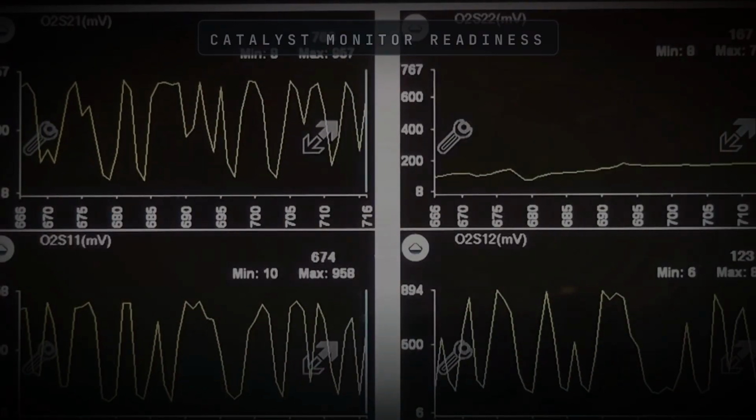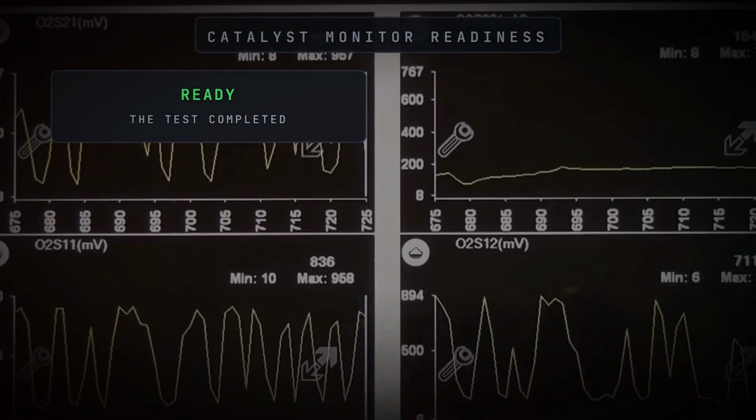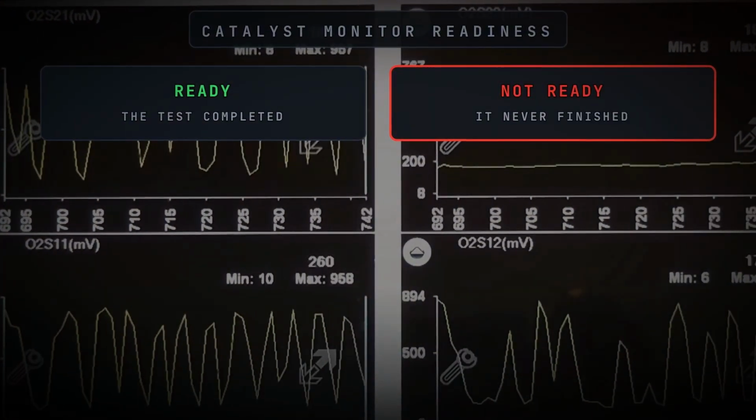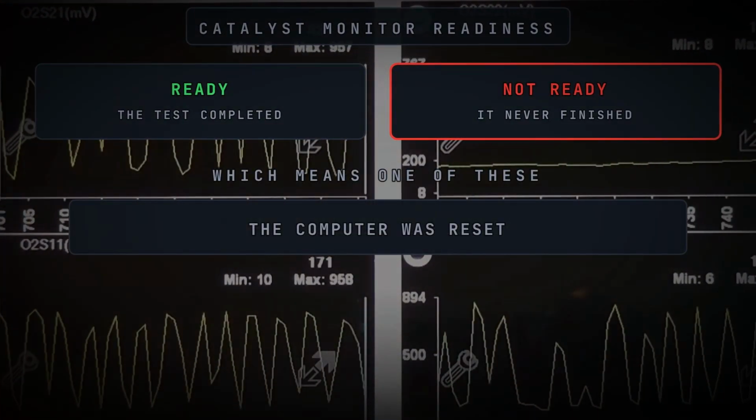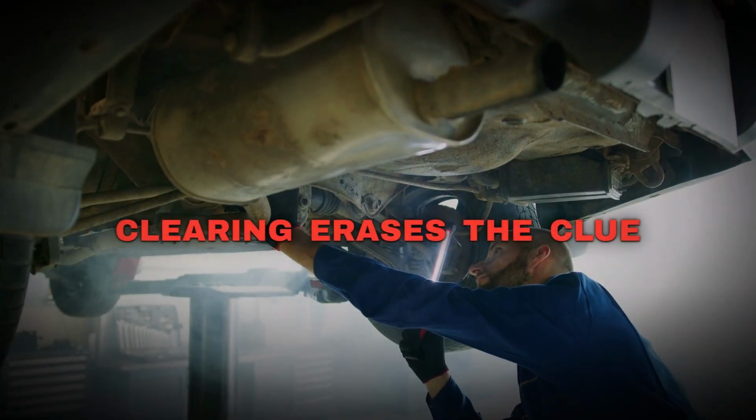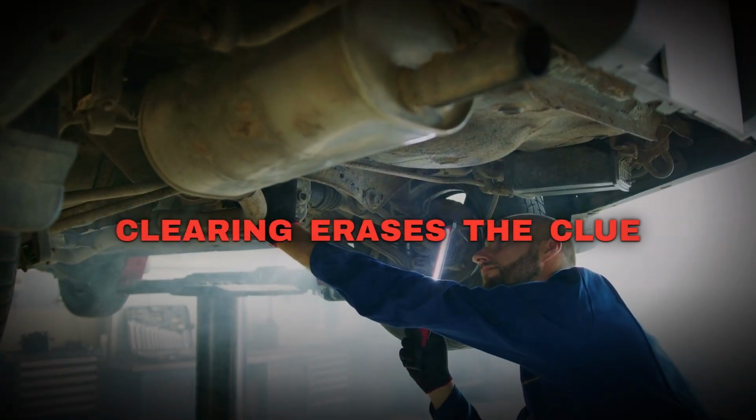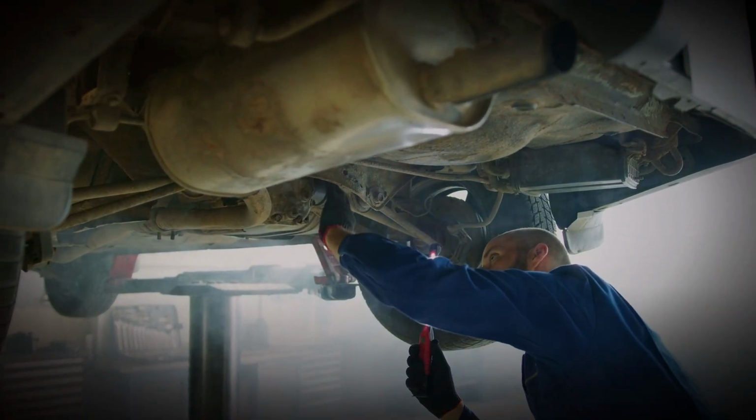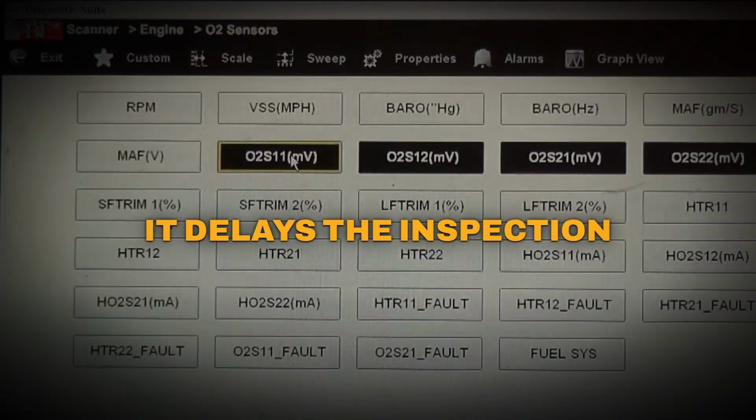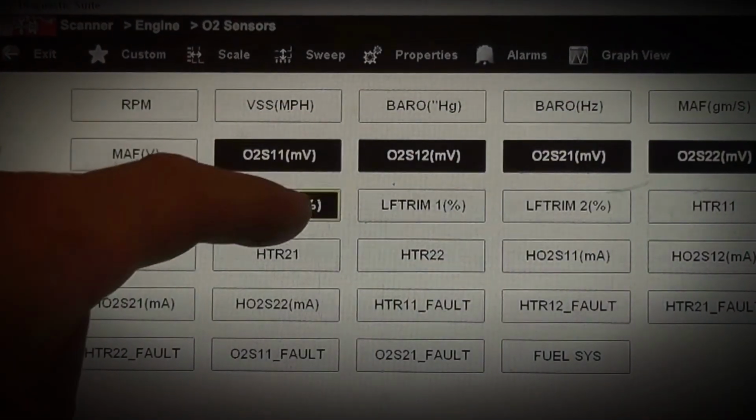Also, check the catalyst monitor readiness status. A ready monitor means the vehicle completed the test. A not ready monitor means the test has not completed since the computer was reset, the battery was disconnected, or the codes were cleared. Clearing the code can erase freeze frame information and reset the emissions monitors. That may remove the clue showing when the fault occurred. It can also delay an emissions inspection because the vehicle must complete the required driving conditions again.